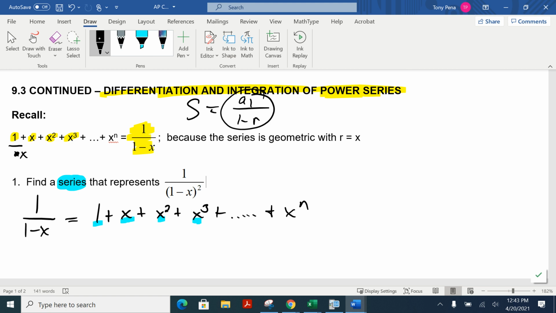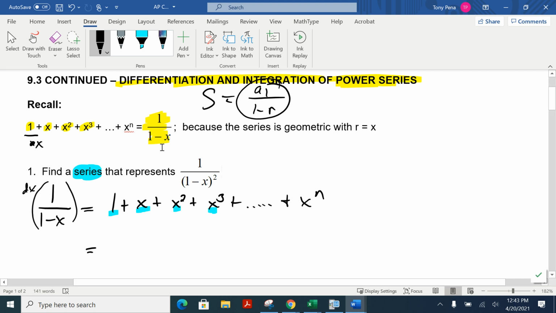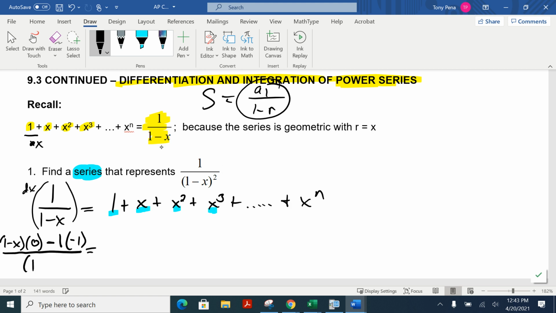All right, so come off to the side here. What we're going to do is take the derivative of this. Most of us do the quotient rule, so let's go ahead and do the quotient rule here. Your denominator multiplied by the derivative of the top, which is a 0, minus the top, and then the derivative of your denominator would be a -1, and then all over your denominator squared.